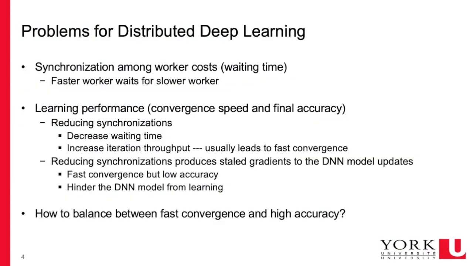Now, the problem for distributed training is the synchronization cost of workers, such as the faster workers having to wait for the slower workers. If we reduce the synchronizations, that will decrease the waiting time and also increase the iteration throughput. That could lead to fast convergence. However, this fast convergence may end up in a low accuracy, and that is because reduced synchronizations will produce a lot more stale gradients, and these stale gradients will be applied to the weight iteratively. How to balance between fast convergence and high accuracy is still an open question.